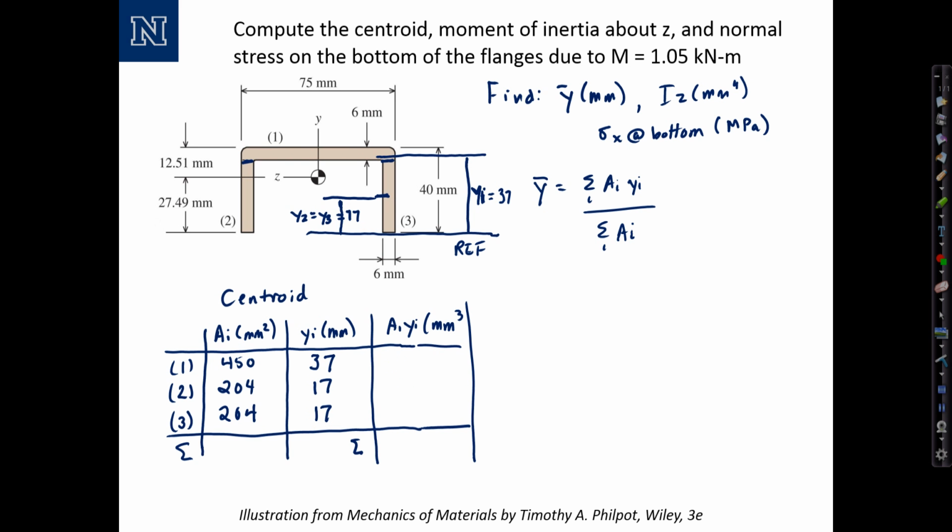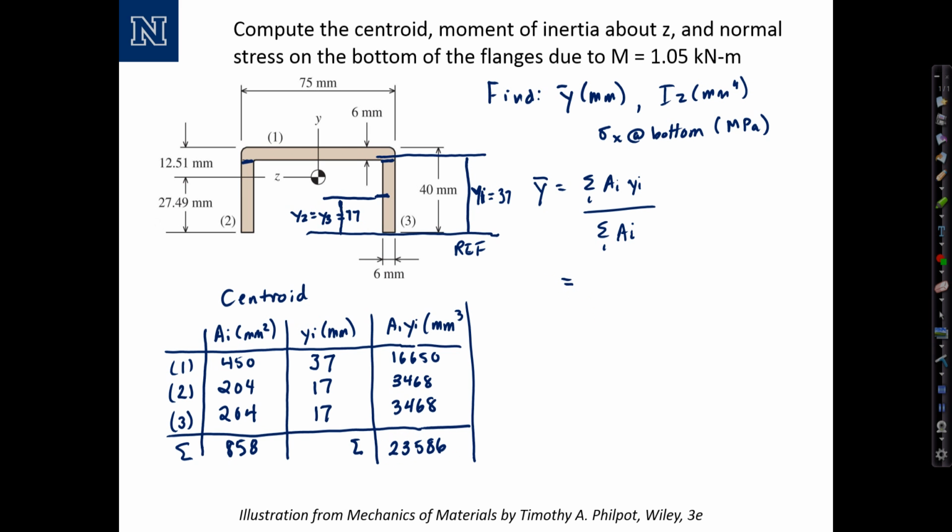Now the third column we said is the product of the area and y sub i for each section. So 450 times 37 is 16,650. 204 times 17 is 3468. And I'll bring that down. And then I'm going to add the areas in the first column, and the sum is 858. I'll add the a sub i times y sub i values in the third column, and that sum is 23,586. Now I have the numbers I need to compute the centroid.